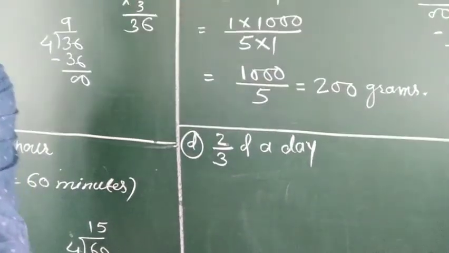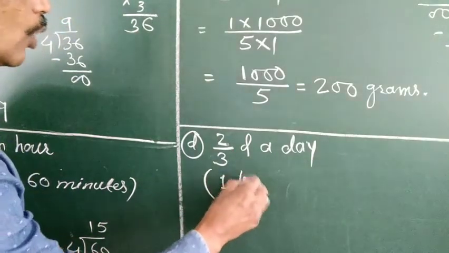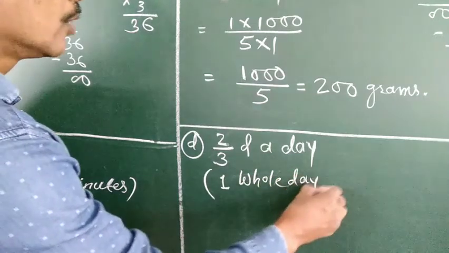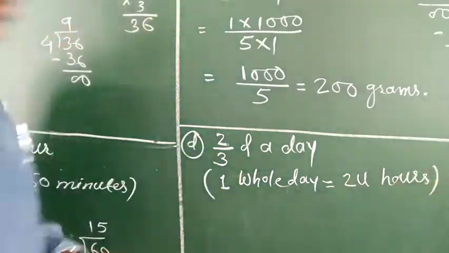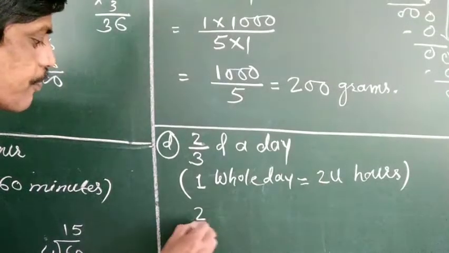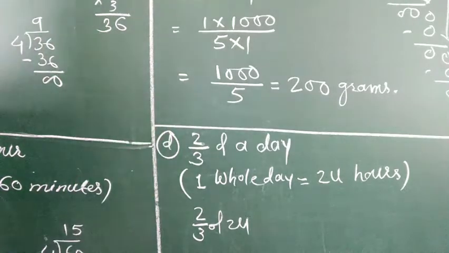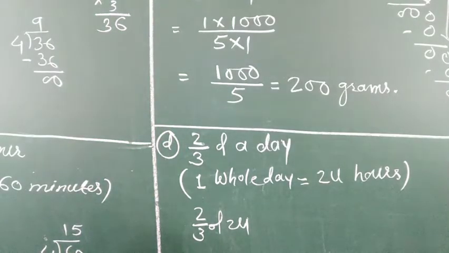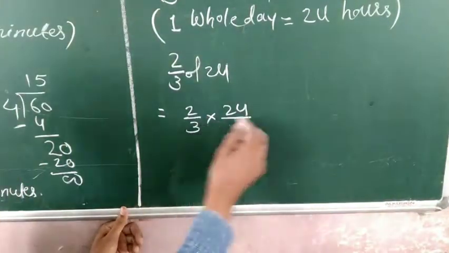Now next, 2 by 3 of a day. So dear students, see, 1 whole day is equal to what? It is 24 hours. 1 whole day is equal to 24 hours. Now see, it is 2 by 3 of 24 hours. Now it is 2 by 3 into 24 by 1.